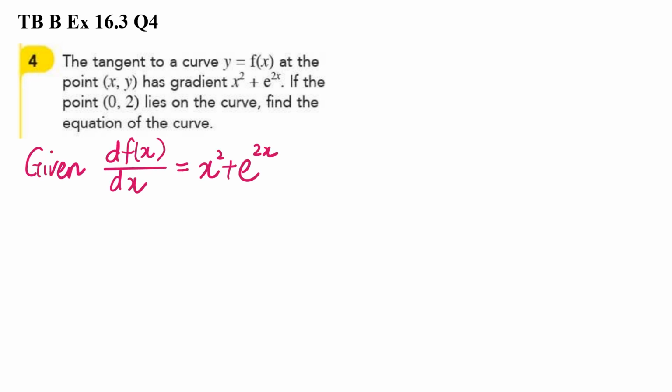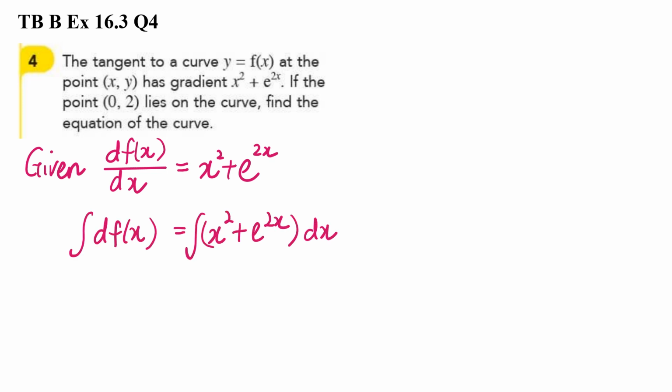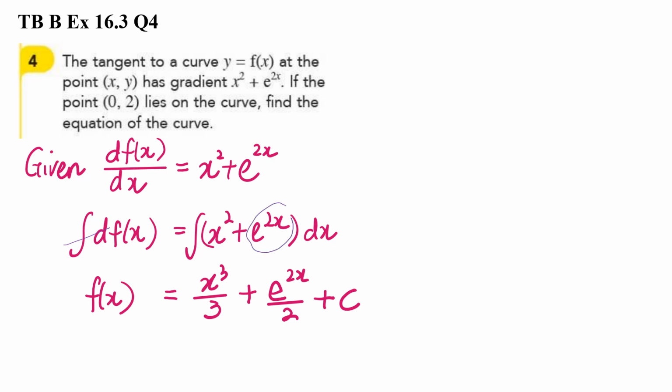And then because we're finding the equation of the curve, which is f of x equals something, we are going to add the integral sign. We've done it numerous times, right? Yes, and how do we get that? Because this and this will cancel off each other, so you get f of x. Integrate x squared, you get x cubed over 3. Integrate e to the power of 2x is e to the power of 2x divided by 2, plus a constant c. And we need to find the value of constant c, so this is where this point comes in.